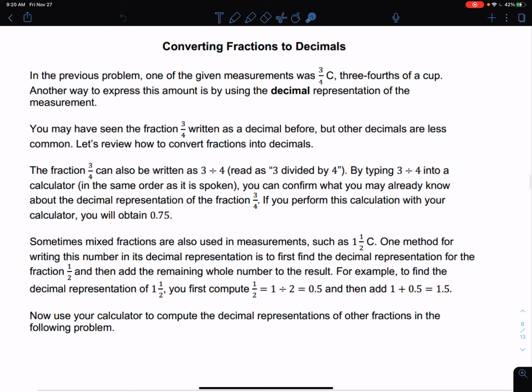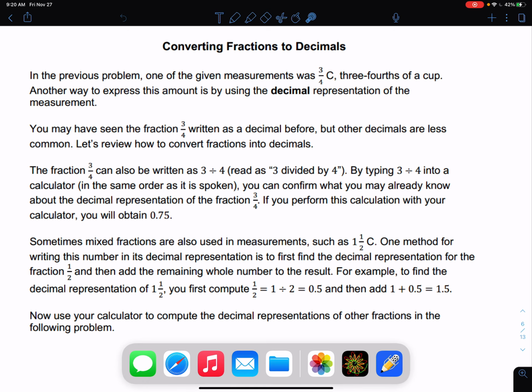So the next section we're going to talk about is converting fractions to decimals. In the previous problem, one of the given measurements was 3/4 cups, or 3/4 of a cup. Another way to express this amount is by using the decimal representation of the measurement. You may have seen the fraction 3/4 written as a decimal before, but other decimals are far less common. So we're going to review how to convert fractions into decimals. The fraction 3/4 can also be written as 3 divided by 4. So that fraction bar in between the 3 and the 4 is just another way to write division.